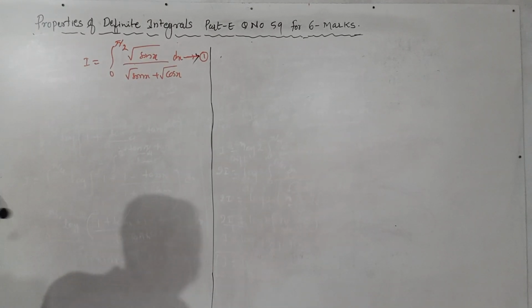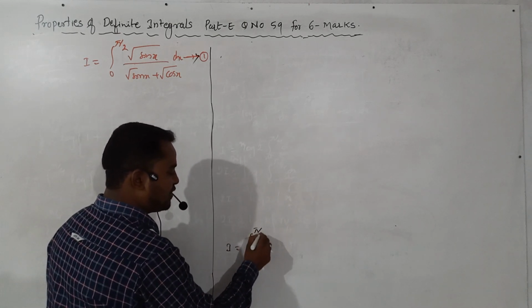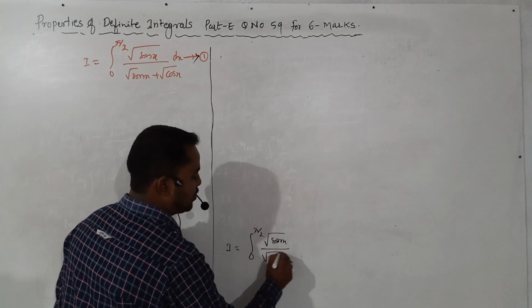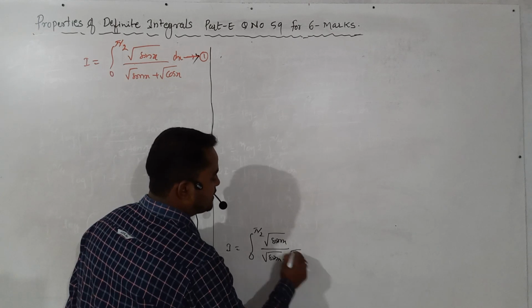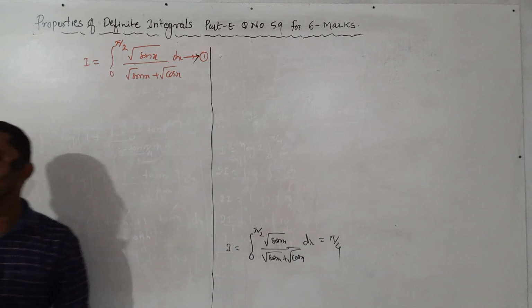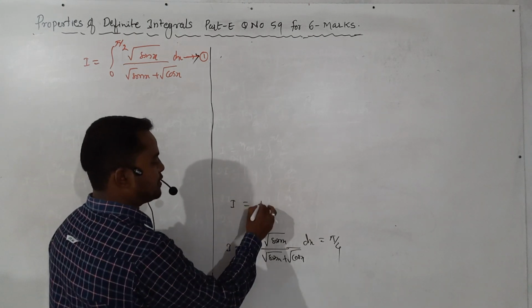So, first of all, I will write the answer of this one. That is, I is equal to integral 0 to 5 by 2 of root sin x divided by root sin x plus root cos x dx is equal to what? 5 by 4. So, the answer is 5 by 4.